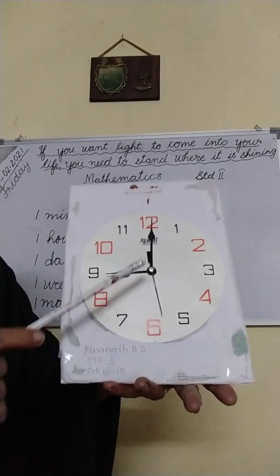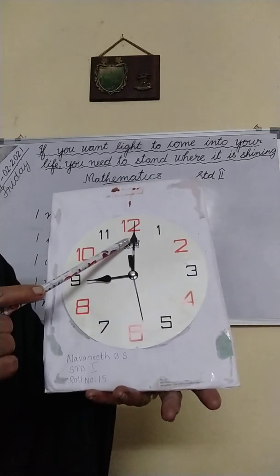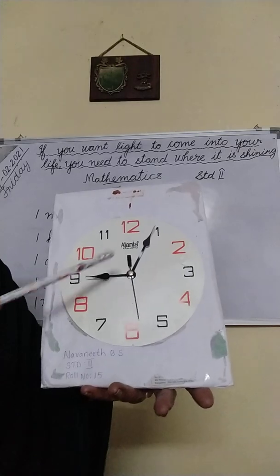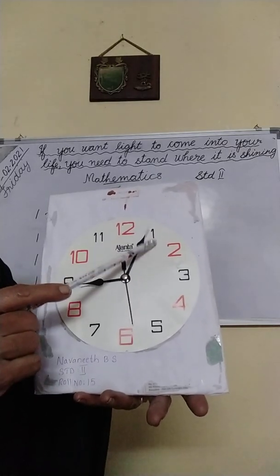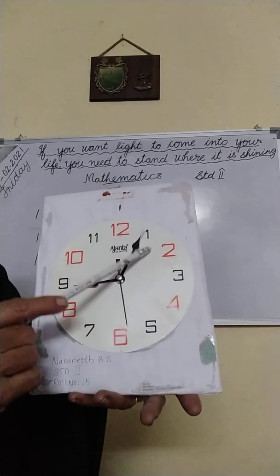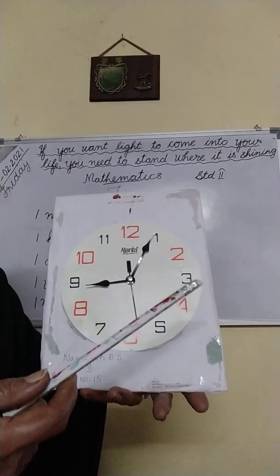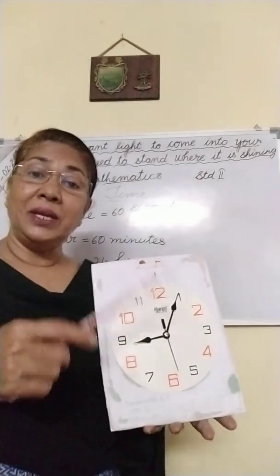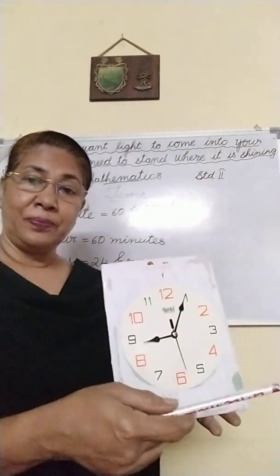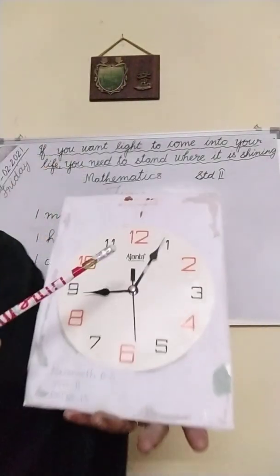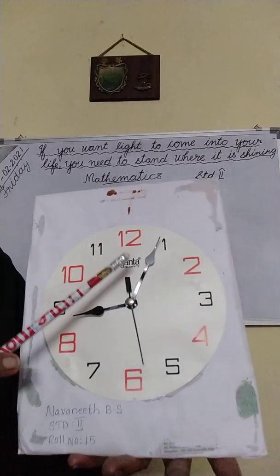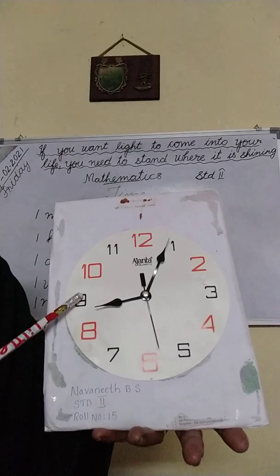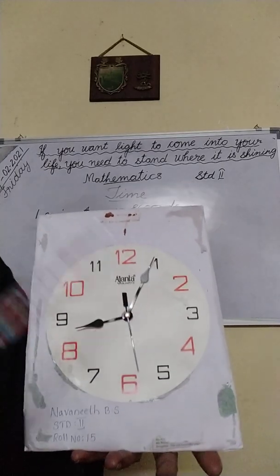Now it is 9 o'clock. When it moves to 5, it is 5 minutes after 9 o'clock, 5 minutes past 9 o'clock. Past, not P-A-S-S-E-D. Past means P-A-S-T. That means it is crossed. It is covered. Yes. Now 9:05. We can also say 5 minutes past 9. That means after 9, 5 minutes is already over.